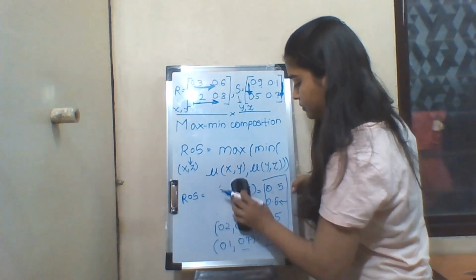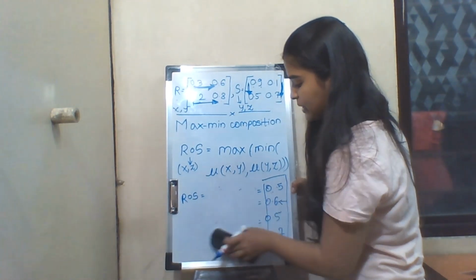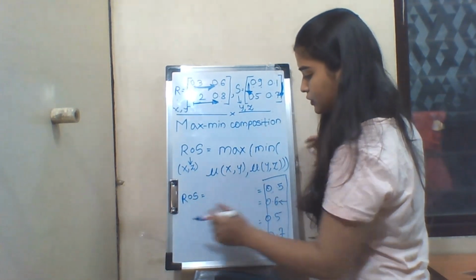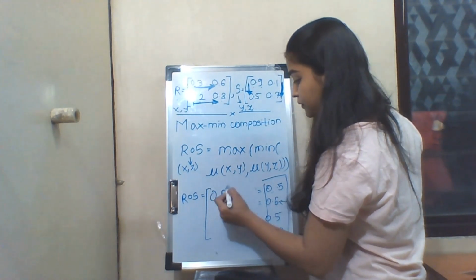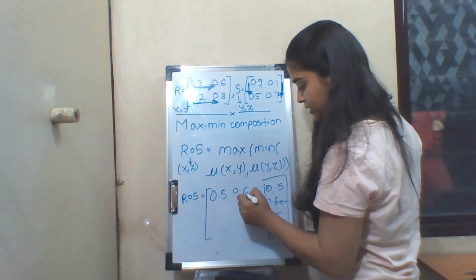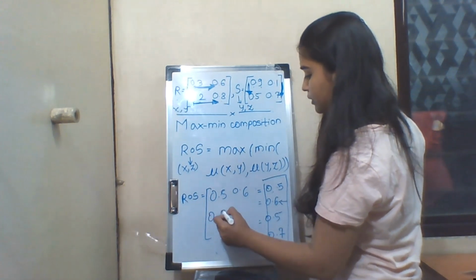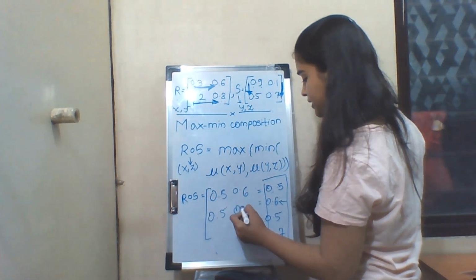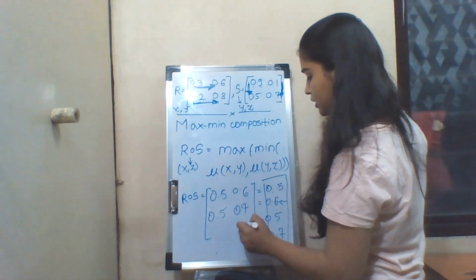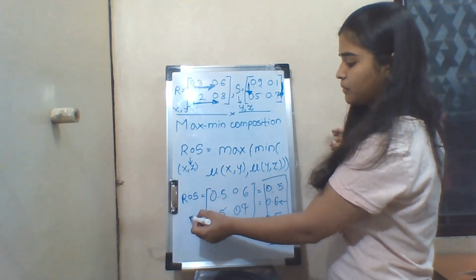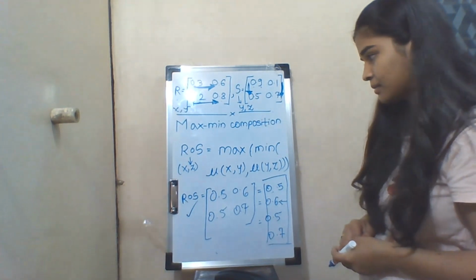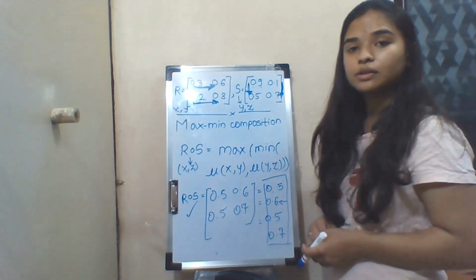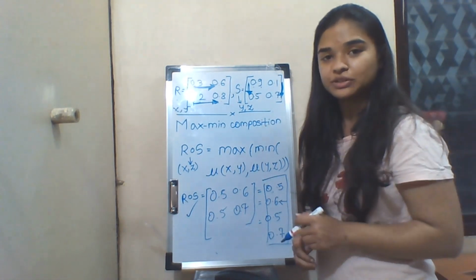Now let me present it in a proper form. R o S is given as 0.5 first element, then 0.6 the second element, 0.5 and 0.7. This is the max-min composition of the relations R and S. Now, let's get back to the presentation.